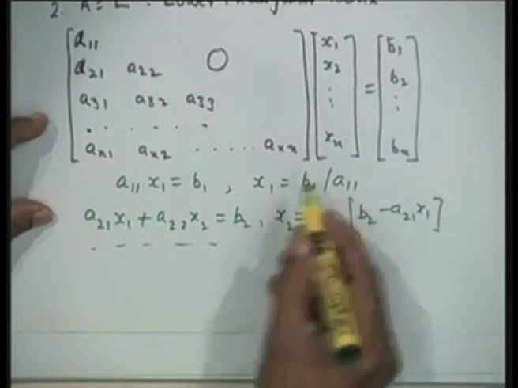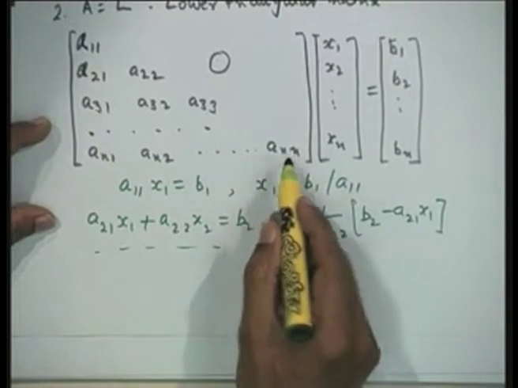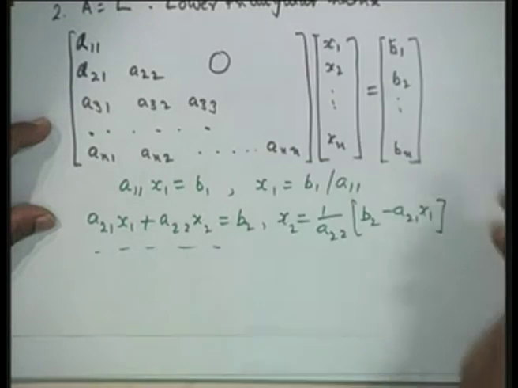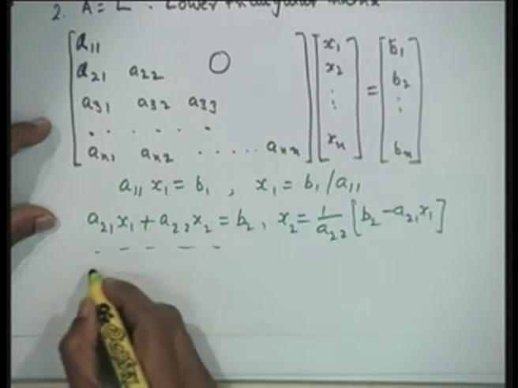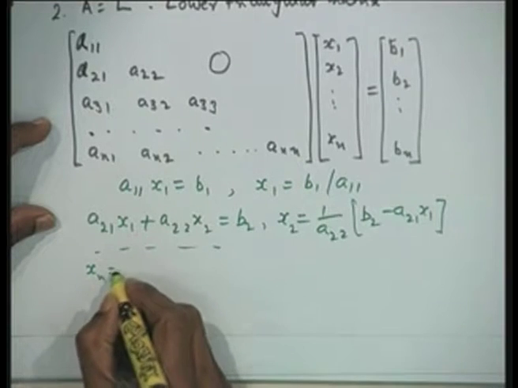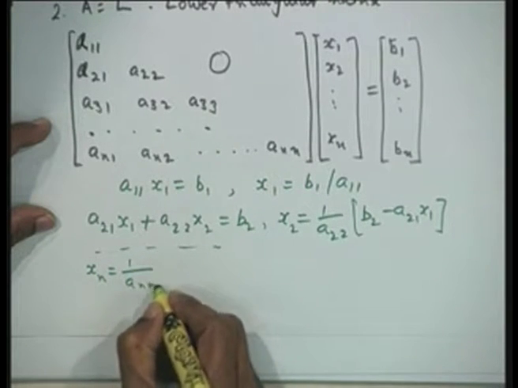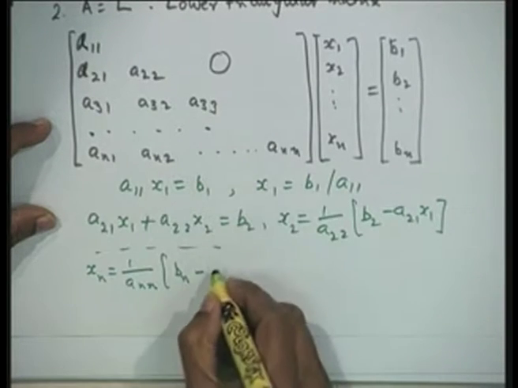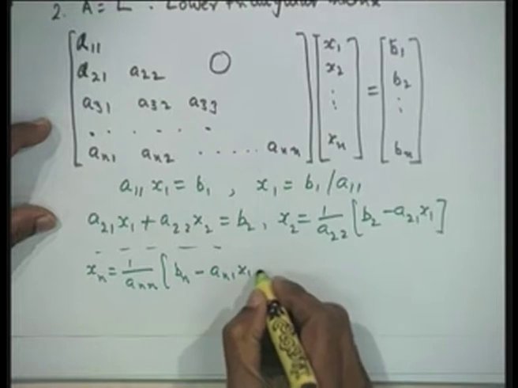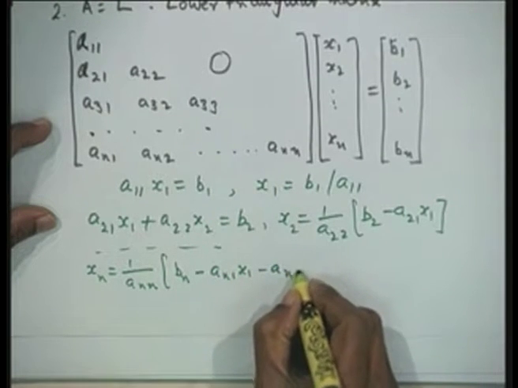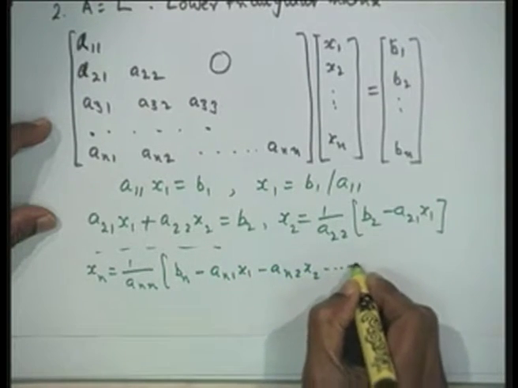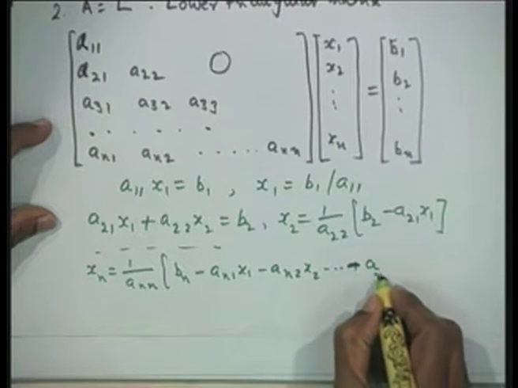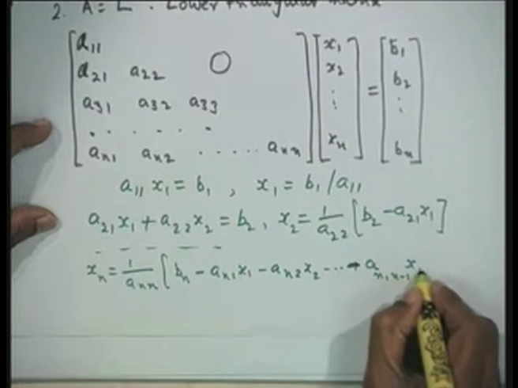Now, we can obtain the third unknown, and we can obtain the last unknown. By the time we have arrived at the last equation, x1, x2, up to xn minus 1, all of them have been computed. So, all of them can be taken to the right hand side. Therefore, from the last equation I would get xn is 1 upon ann of the right hand side bn, and all these terms go to the right hand side: minus an1 x1 minus an2 x2, so on, the last but one term being minus an n minus 1 xn minus 1.